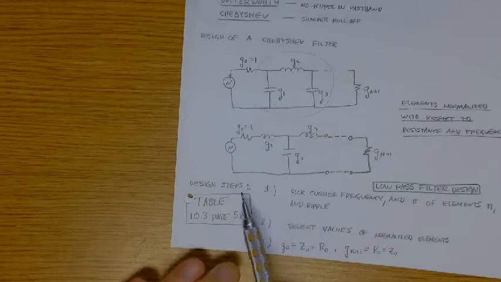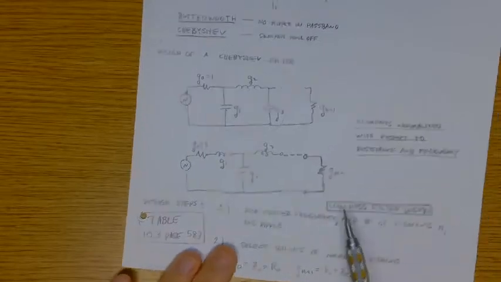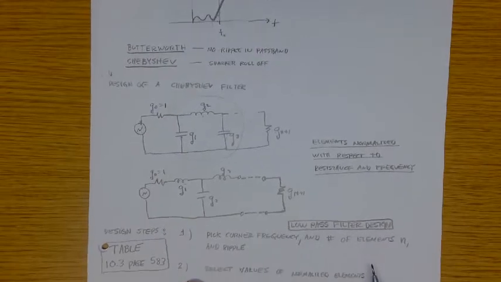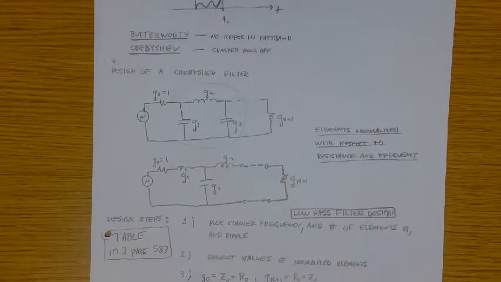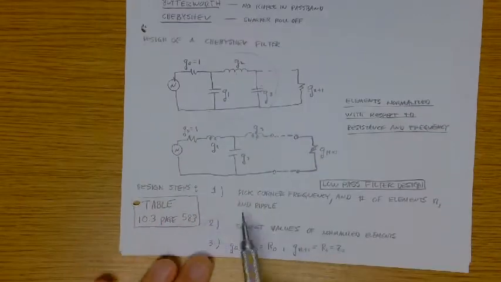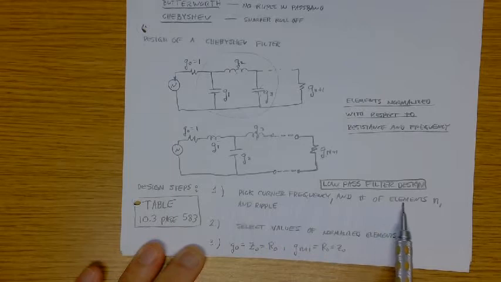Here's the design step. Again, where are we going to start here? We're going to design the low pass filter. Even if you want to design a high pass filter, you're still going to have to start with the low pass version, and you're going to pick either this circuit or this circuit. So, step one: pick the corner frequency, the number of elements, and the ripple.